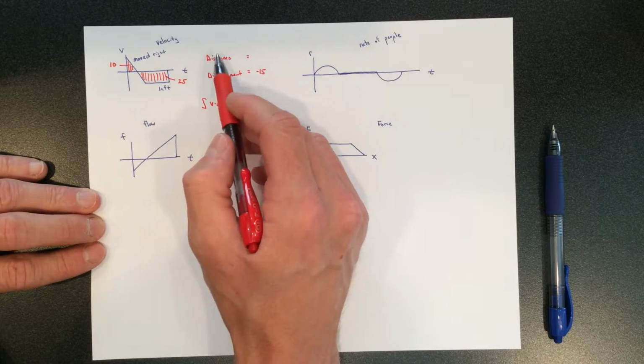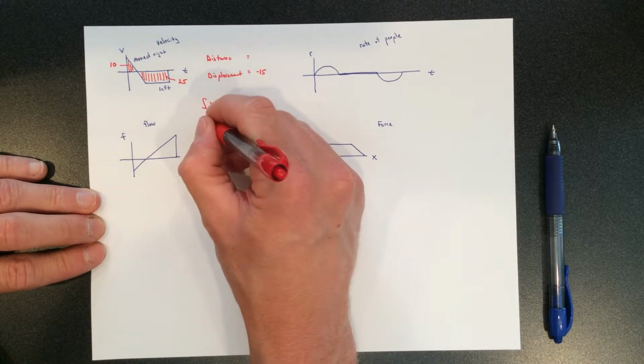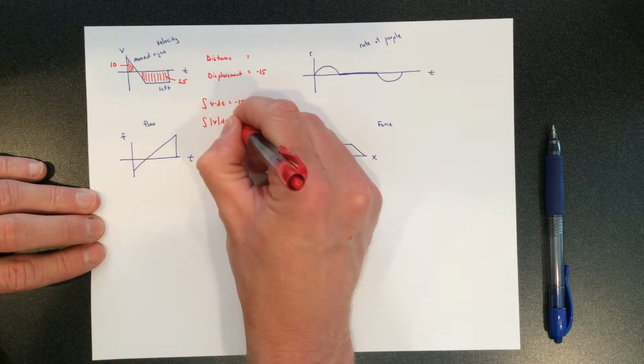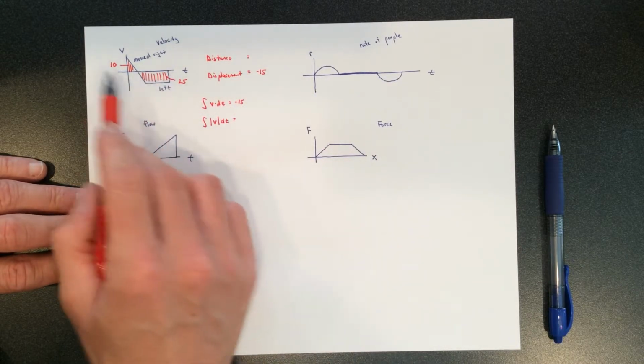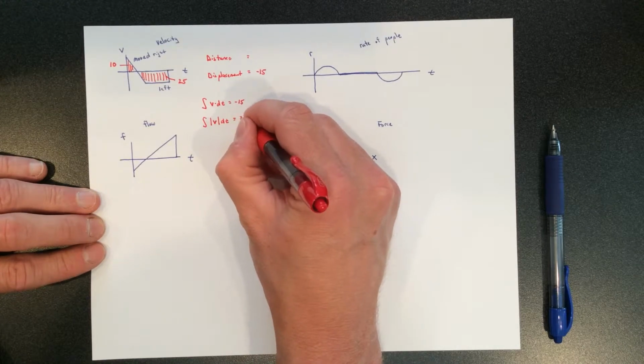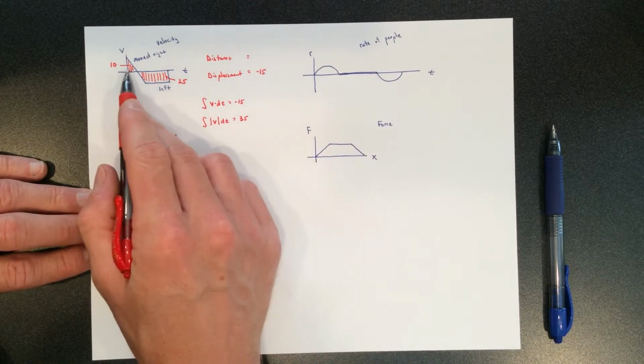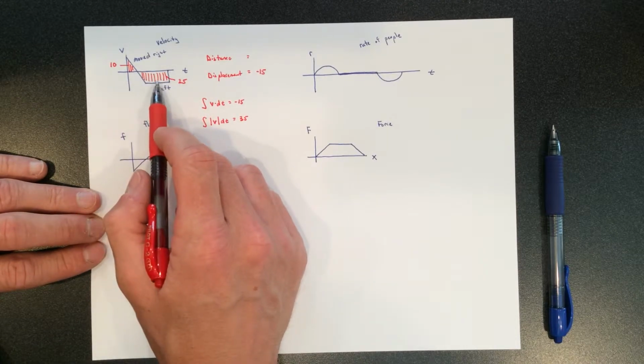The distance traveled, well, that would be the integral of the absolute value of velocity. And that's actually the total area, not counting whether it's positive or negative. And that's going to give you 35 because you walked 35 total meters. You walked 10 meters to the right and then 25 meters to the left.